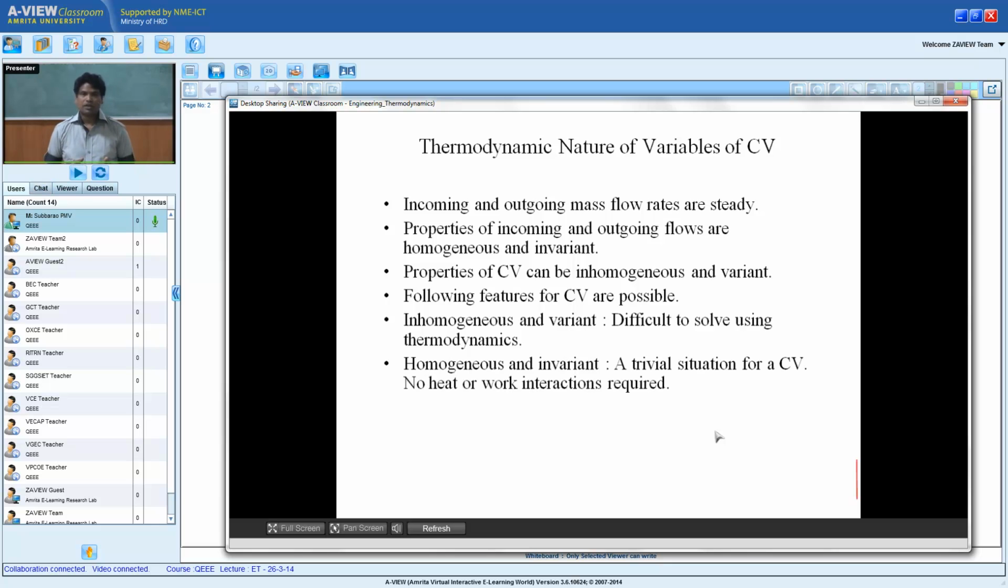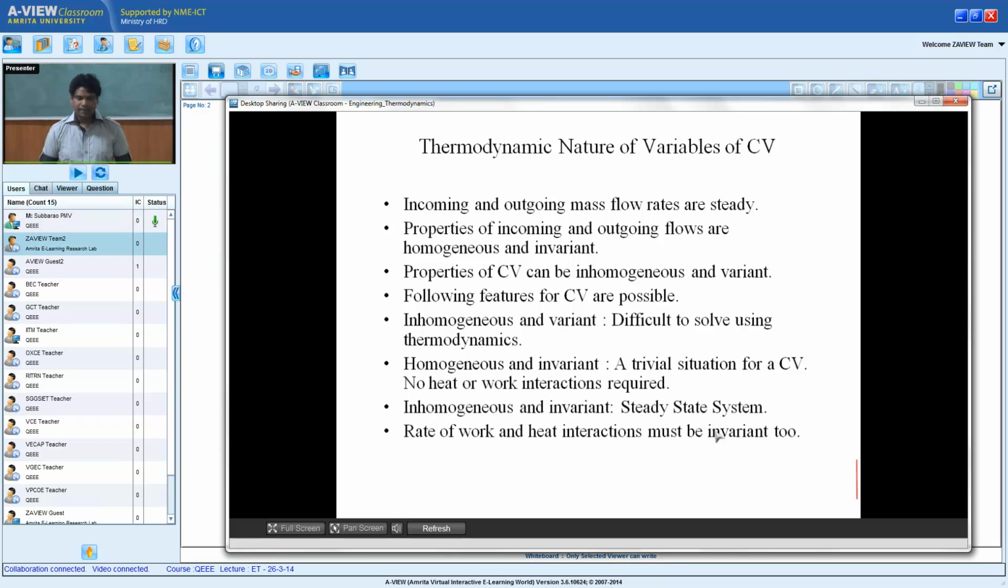The next one is homogeneous but variant, meaning at a given time the system will have only one property, but as time changes, the property will change. Then homogeneous and invariant, sorry, is a trivial solution: nothing is happening to the system, no change at all. The next is inhomogeneous and invariant. Generally we call it steady state, not changing with time, but varying from inlet to exit. I gave you the example of a jet engine. I'll show you again.